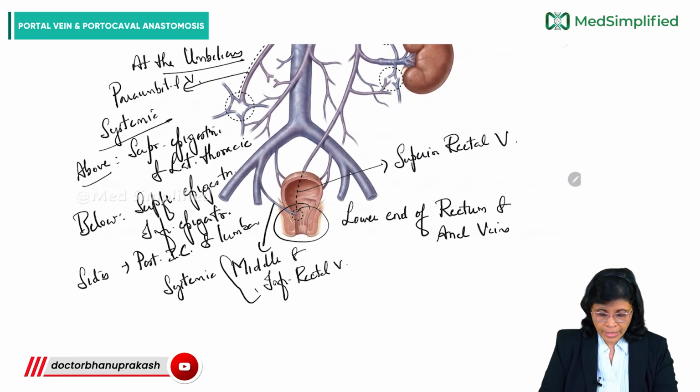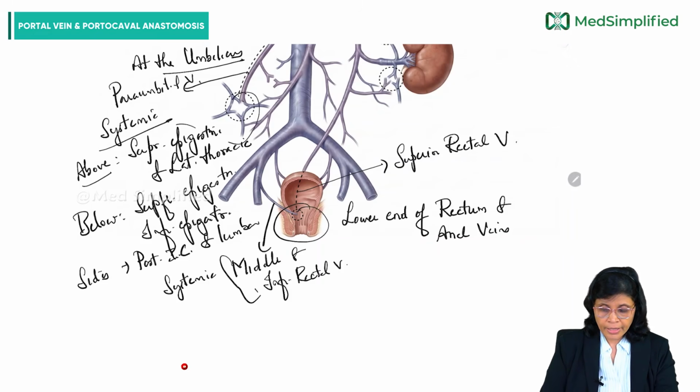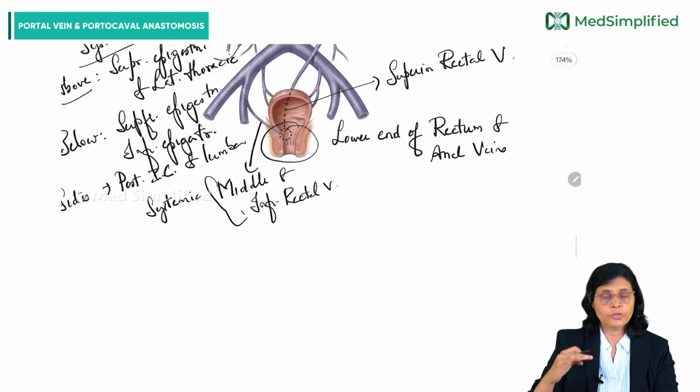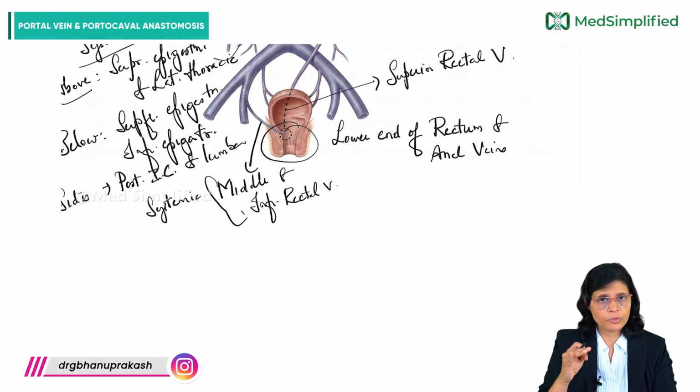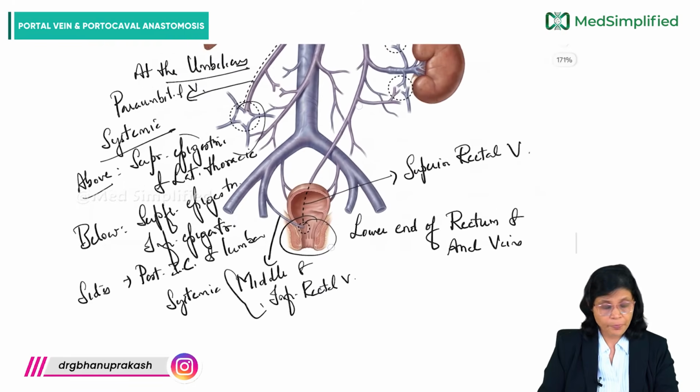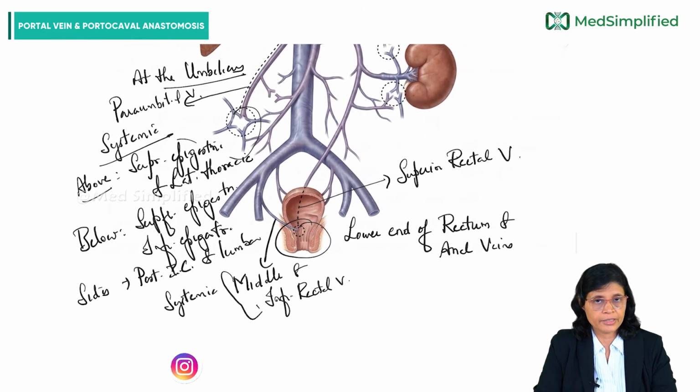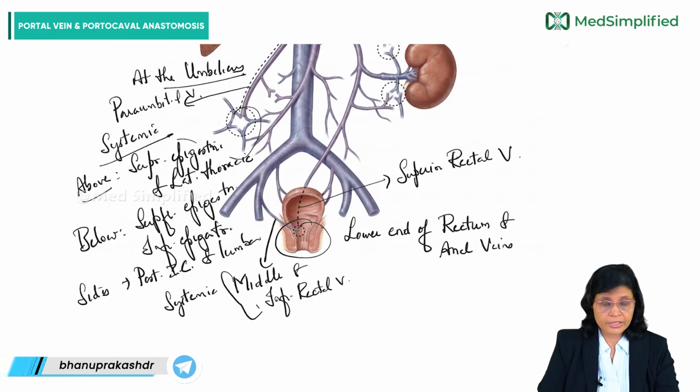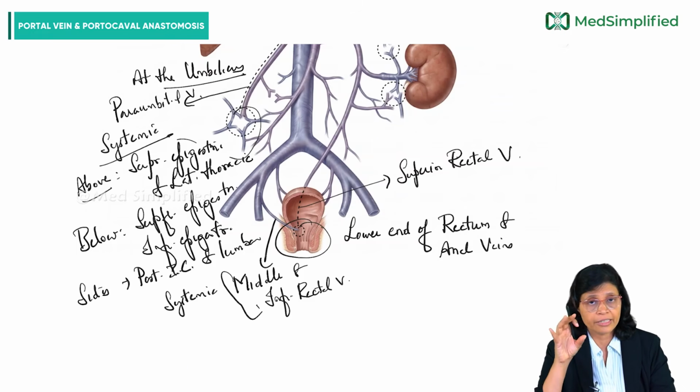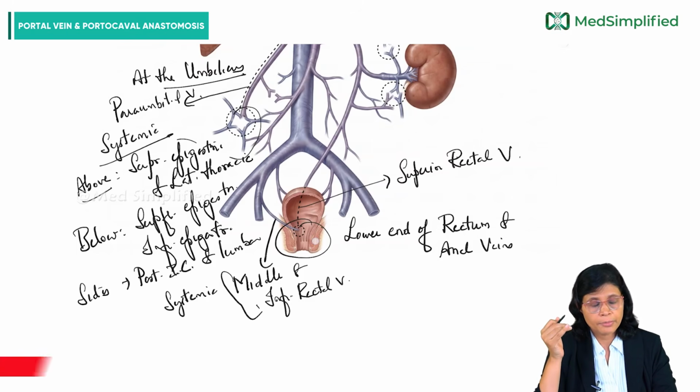So in portal obstruction, what happens? The tributaries of the systemic veins, all of them, are distended like spokes of a wheel. They are distended and look tortuous. So that is why it is called caput medusae. Medusa is a Greek mythological character whose hair was actually snakes. She was cursed and had snakes instead of hair. So that is why it's called caput medusae. Since these veins get distended and look tortuous, we call it caput medusae.